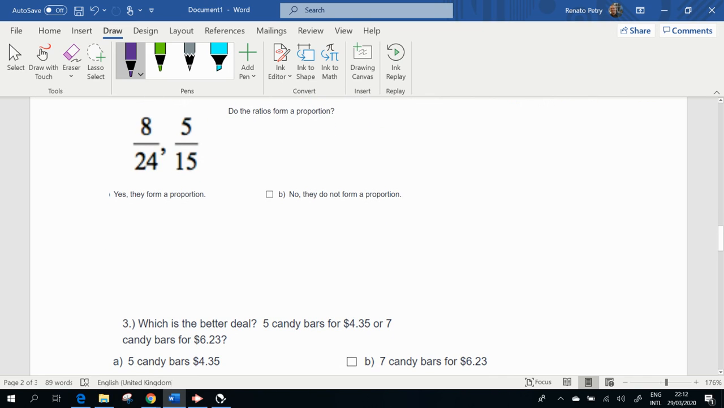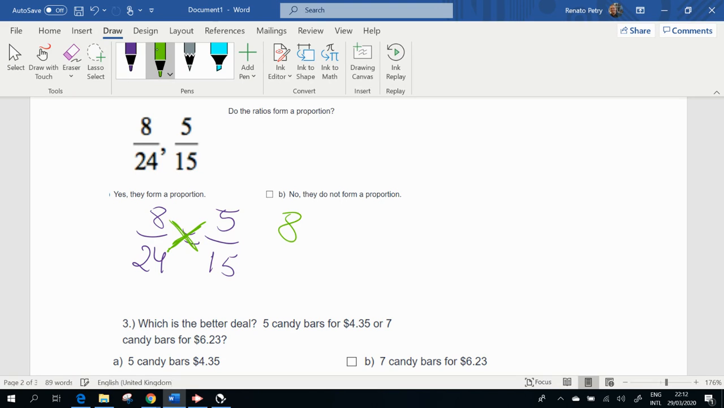Now question number 2, which you got less than 75% accuracy. Do these ratios form a proportion? In the video you watched last week, we learned that if two ratios form a proportion, their cross multiplications have to be the same. Which means 8 times 15 has to be the same as, and I'm going to put a question mark on top of the equal sign because I don't know, 24 times 5.